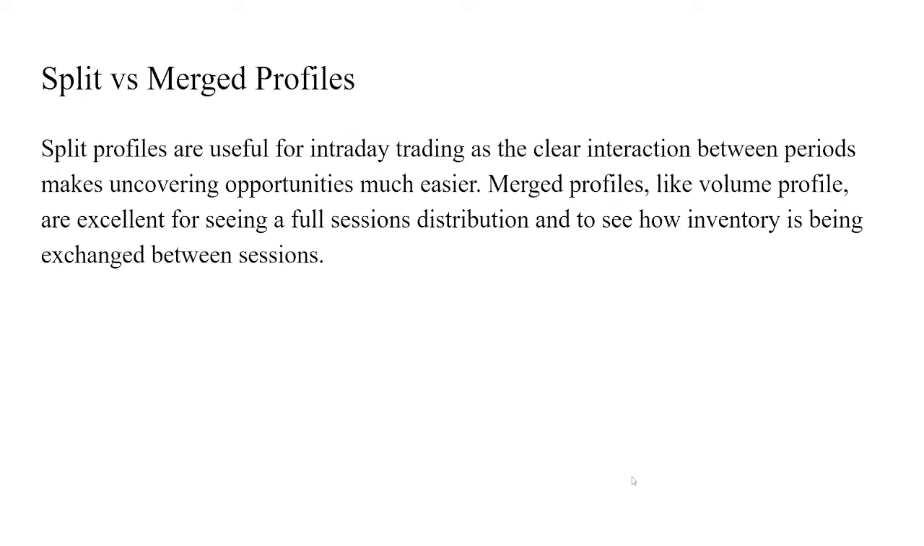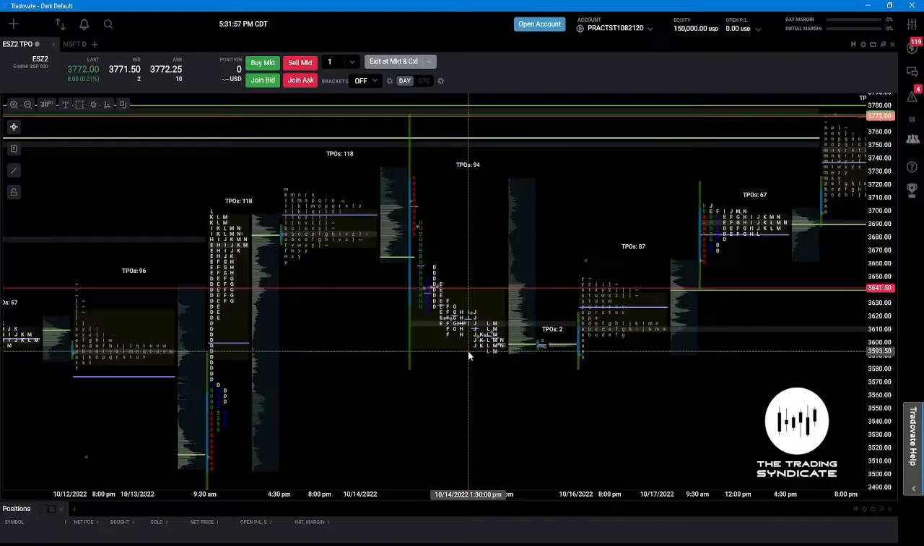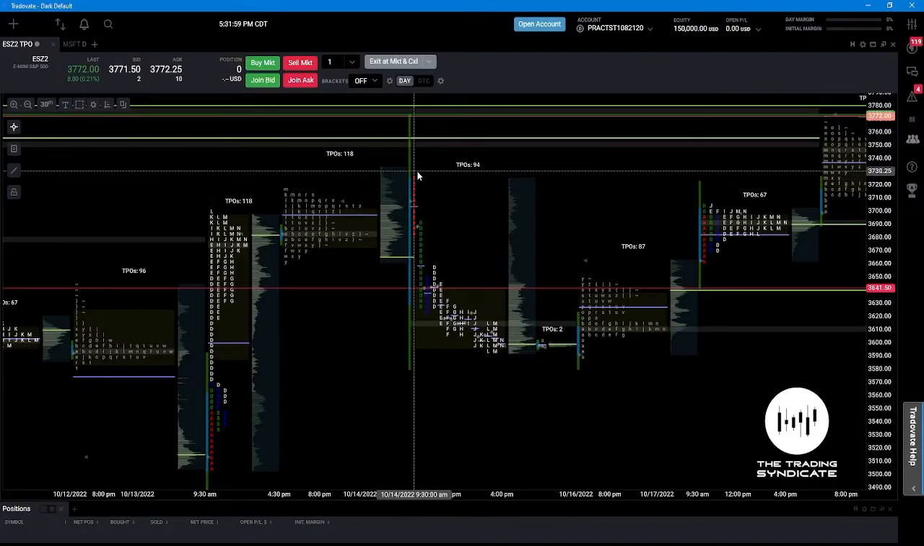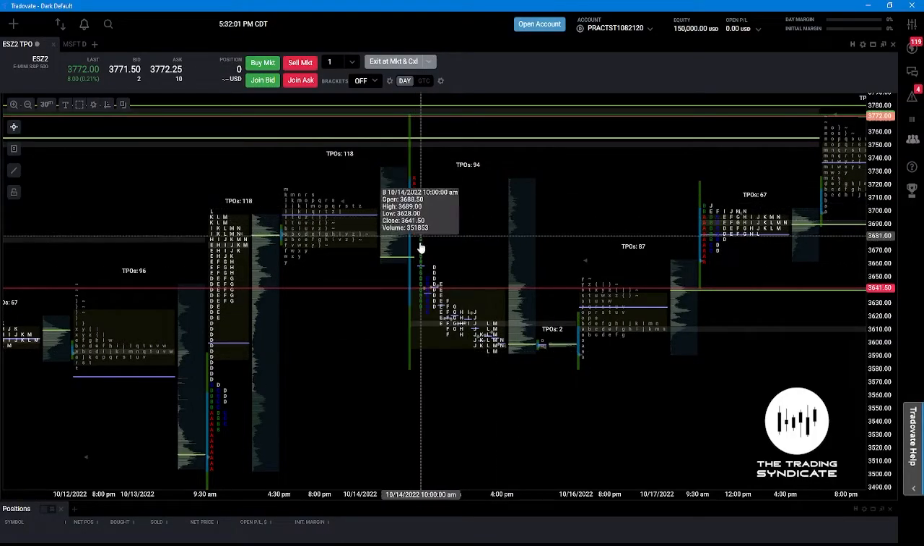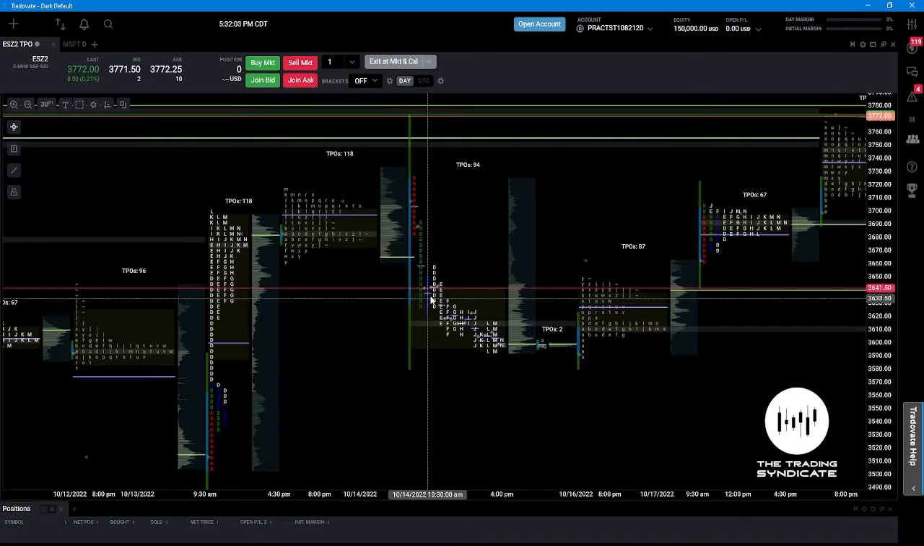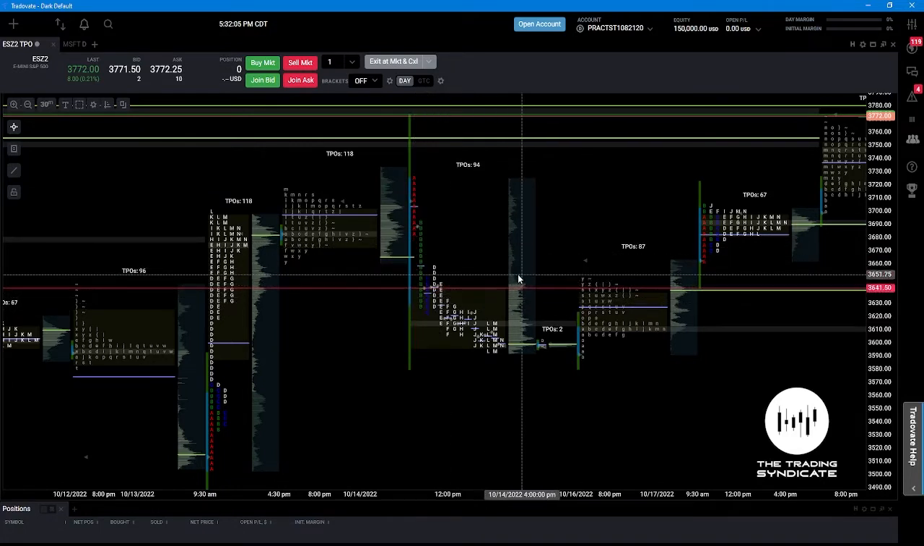Split versus merged profiles. Split profiles are useful for intraday trading as the clear interaction between periods makes uncovering opportunities much easier. With the profile split, you can see how each 30-minute period interacts with one another's highs and lows along with its volume traded throughout that period.